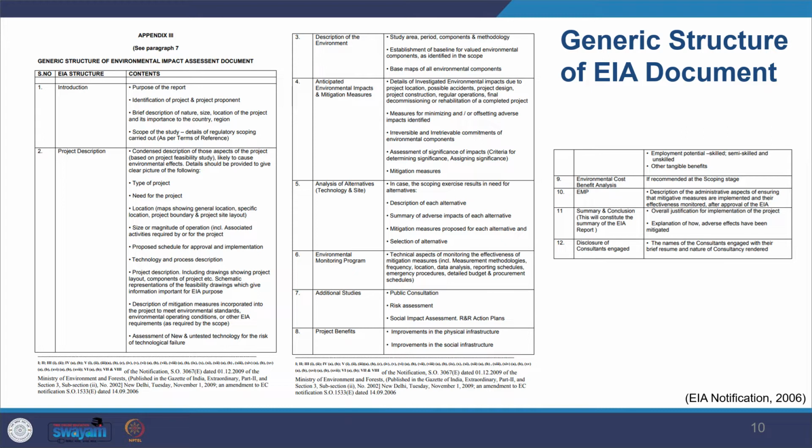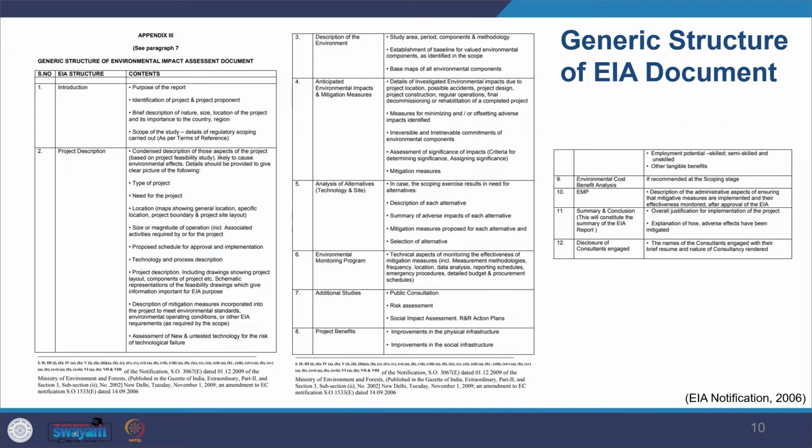In the sixth segment, you can see the environmental monitoring program, EMP. So here you give the technical aspects of monitoring the effectiveness of the mitigation measures. You look at how you're dealing with all kinds of impacts and what kind of solutions you're giving, and how you're going to measure all these things, and what will be the frequency, location, how you're going to analyze the data, what will be the reporting schedule, emergency procedures, detailed budget and procurement schedules. We have already seen EMP, so that part comes here.